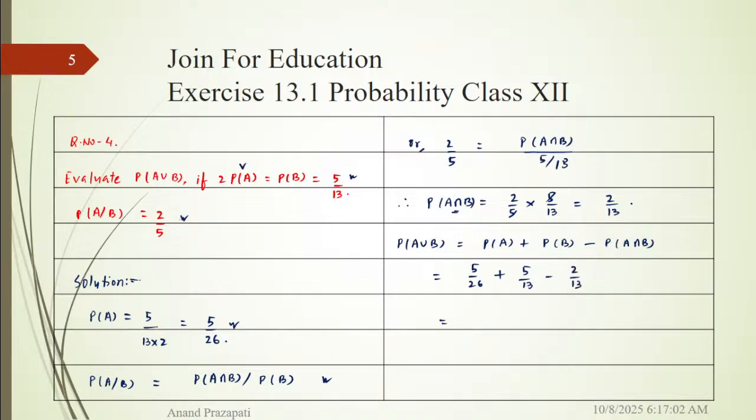The LCM will be 26. So here will be 5 plus 10 minus 4. 15 minus 4 equals 11 by 26. So this one will be the answer of this question. I hope there is no problem understanding the solution of this question.